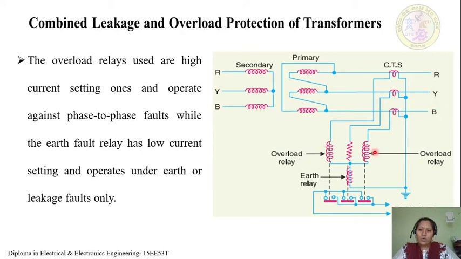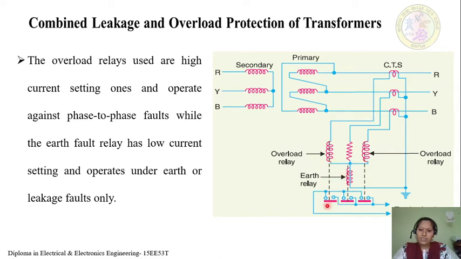These are the two overload relays which are connected to the CTs connected to the R phase and B phase. And one current limiting resistor is connected to the CT which is connected to the Y phase. This whole junction is connected to the earth leakage relay.